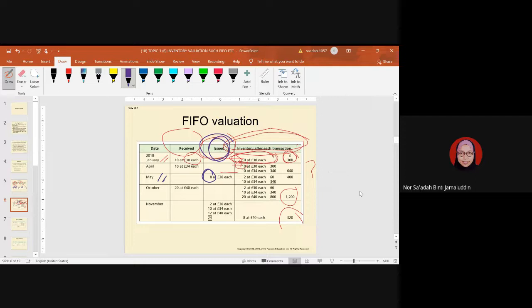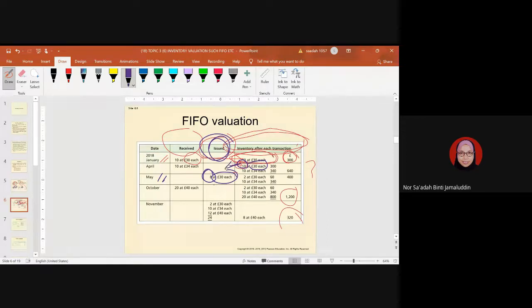Okay. 8 ringgit, you must. Please remember this. You must focus in your method. First in, first out. Yang masuk dulu, keluar dulu. So you must use this figure. So 10. Sekarang ni baki dia ada 10. Dia nak jual 8. Cukup tak? Jawapan dia cukup. So 8 pada harga ni. So you must record it in issue 8 at 30 each. Okay. Baki dia 8 kan?